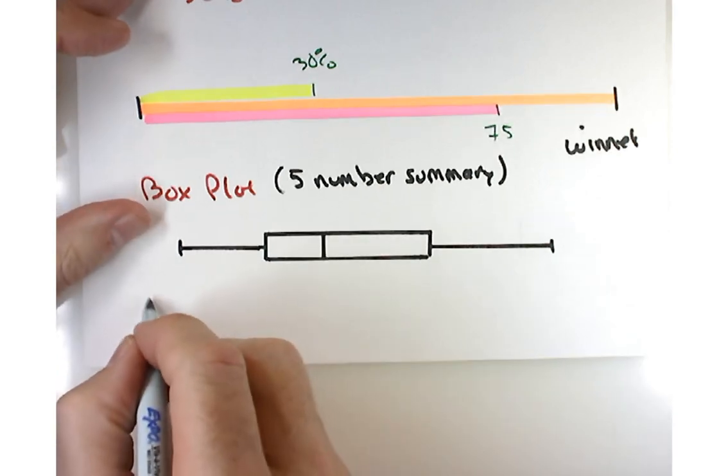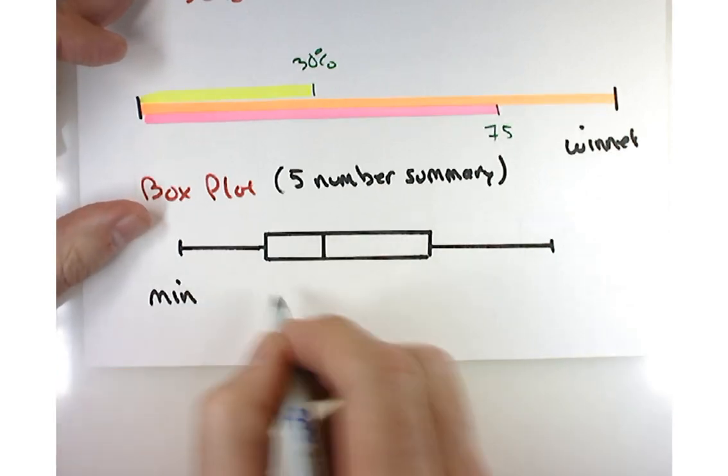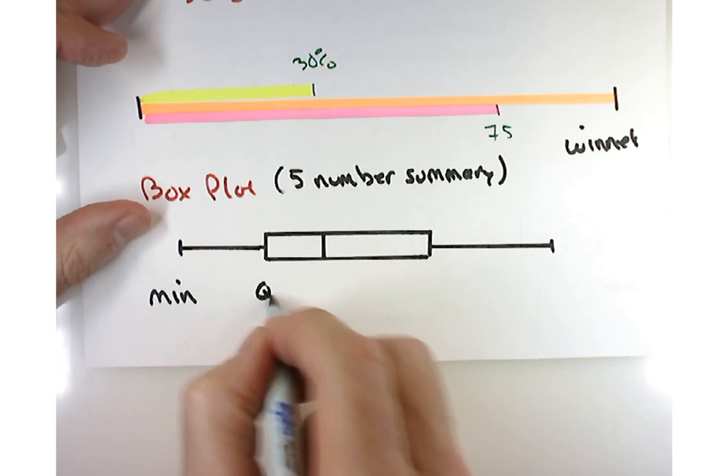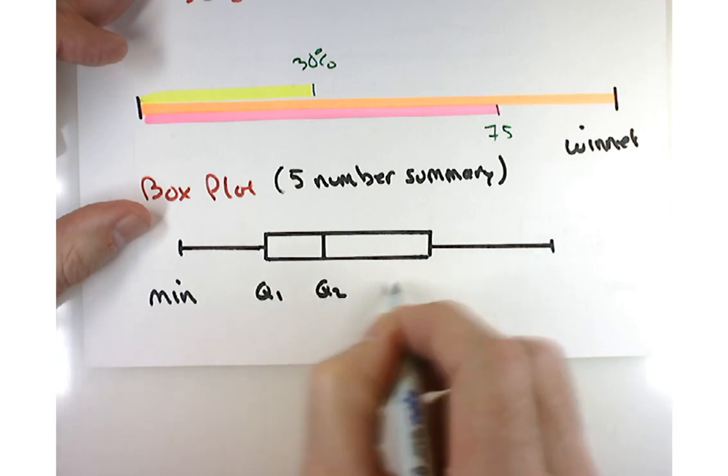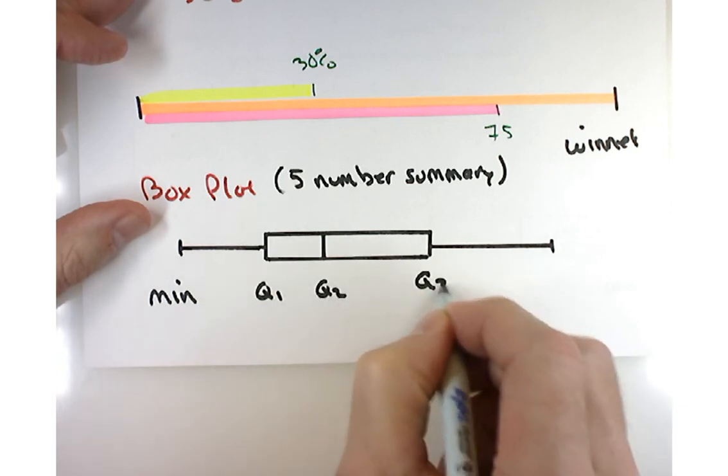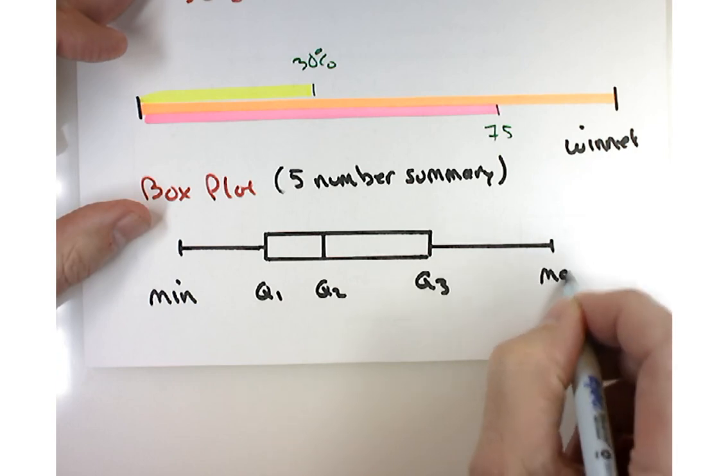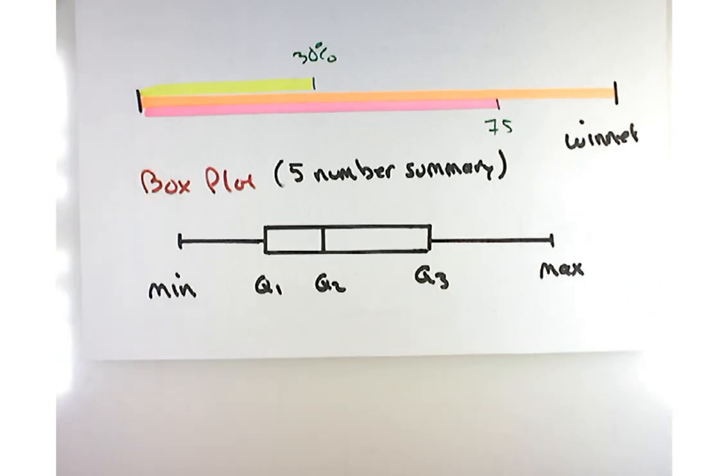This one over here at the very left end is your minimum. And then this is Q1, that's Q2, that's Q3, and the last one's the maximum. So it's just a very quick summary of your data. It gives you a feel for how spread out the data is. You could look at various box plots and see how spread out it is, or is it not? Is it skewed one way? Is it skewed the other?